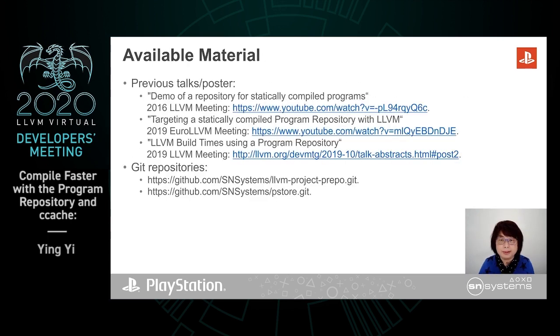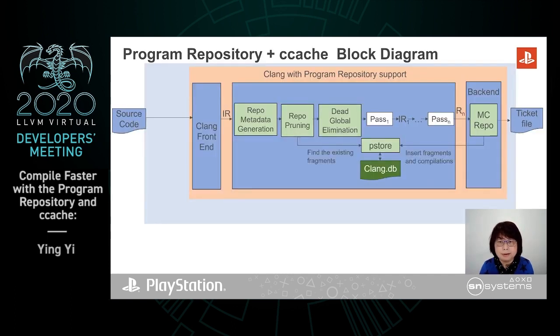This slide shows some repo-related available materials, which include the Git repository, previous talks, and a poster. To make Clang support the program repository, we touched the LLVM optimizer and backend. We add 3 passes in the optimizer and support to output the repo ticket file in the backend. I will not explain the details here. Please refer to the previous talks. From the diagram, we can see that the repo mainly reduces the backend compilation time.